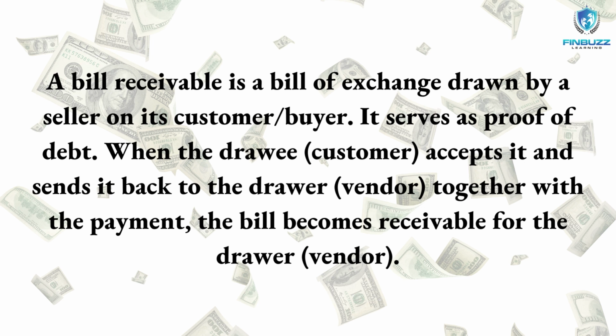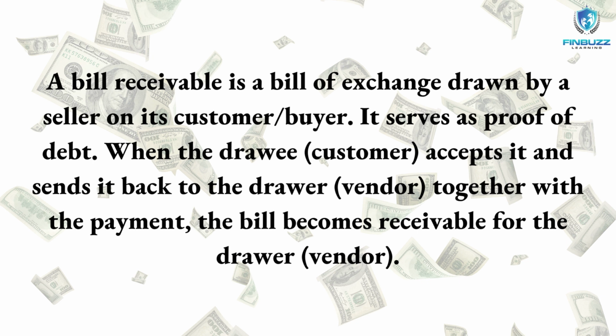A bill of exchange drawn by a vendor on its client or buyer is referred to as a bill receivable. It is an evidence of debt. The bill becomes a bill receivable for the drawer, or we can say for a vendor, when the drawee or the customer accepts it and sends it back to him together with the money. On the other hand, because it represents a liability for the drawer, it becomes a debt due. It is also known as account receivable and notes receivable.